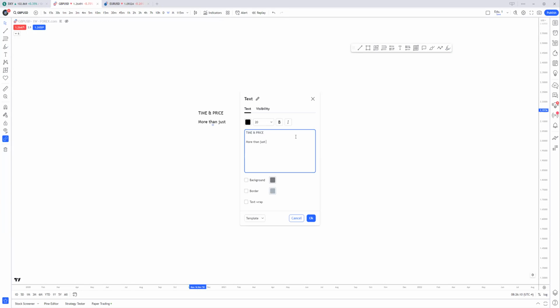So instead of writing it all out, I'll just copy it from here because I have a document open.